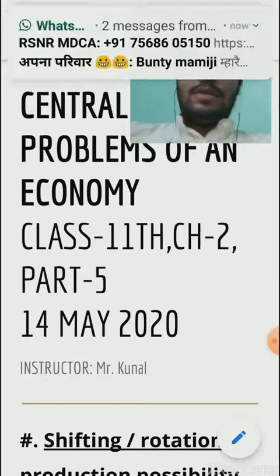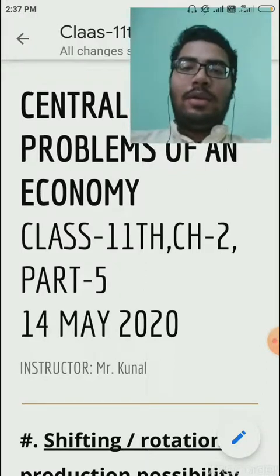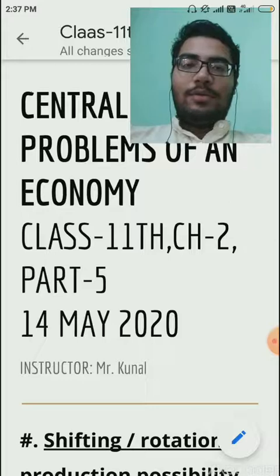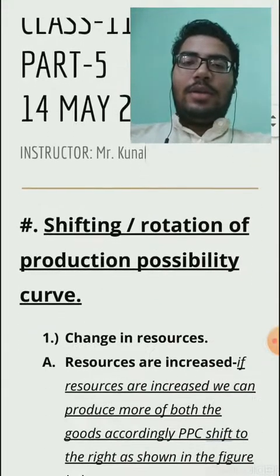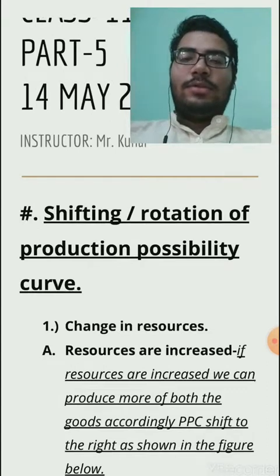So the name of the chapter is Central Problem of an Economy, Class 11th, Chapter 2, Part 5, and today's date is 14 May 2020. Okay, and today's topic is shifting and rotation of the production possibility curve.